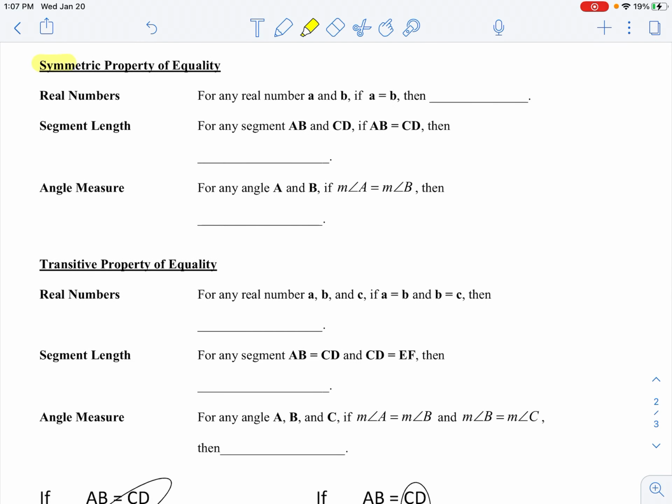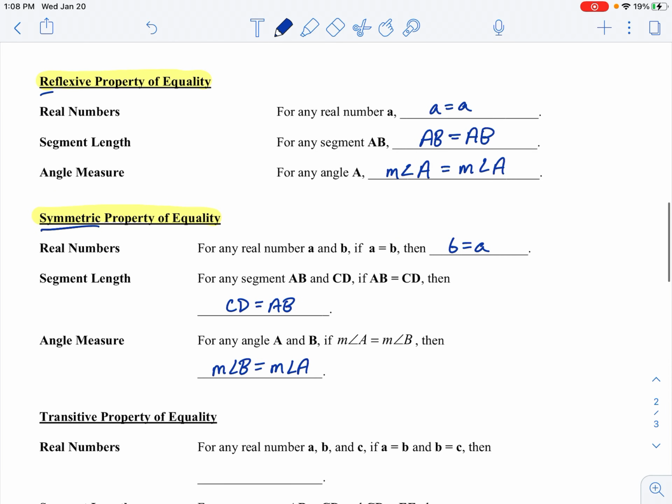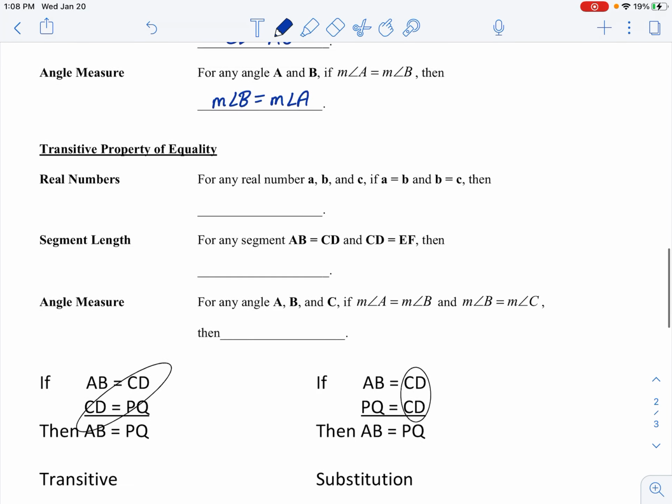Next one is the symmetric property of equality. I like you guys to think of symmetric as symmetry. For real numbers A and B, if we know that A is equal to B, then I would also know that B is equal to A. Order does not matter here. Same for segments. If AB equals CD, then I can say CD is equal to AB. And with angles, if the measure of angle A equals the measure of angle B, I can conclude that the measure of angle B equals the measure of angle A. So order does not matter. Symmetric switches. So what I like to say to myself is reflexive repeats and symmetric switches. Just a little mnemonic device there.